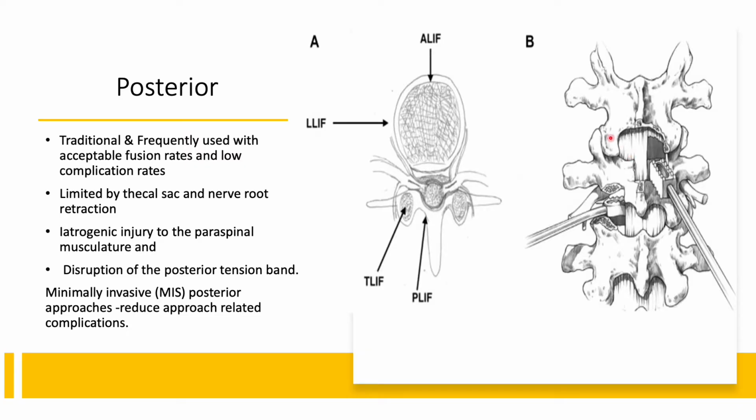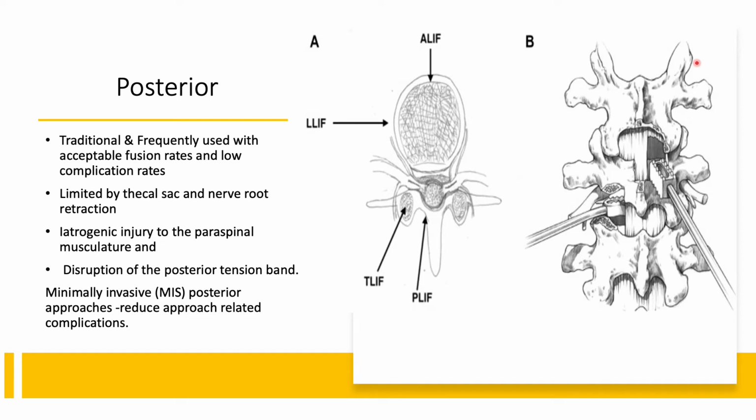Let's discuss about the posterior approaches first, which mainly comprises of the PLIF as well as the TLIF. PLIF is posterior lumbar interbody fusion and TLIF is transforaminal lumbar interbody fusion. These approaches are traditional and most of the spine surgeons are more familiar with these approaches. They are frequently used with acceptable fusion rates and low complication rates. However, these are limited by your thecal sac right in the middle as well as involves nerve root retraction. It is also associated with iatrogenic injury to the paraspinal musculature during the procedure and also hence disrupting your posterior tension band.